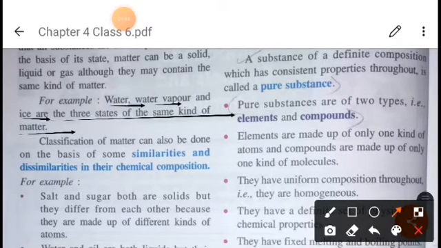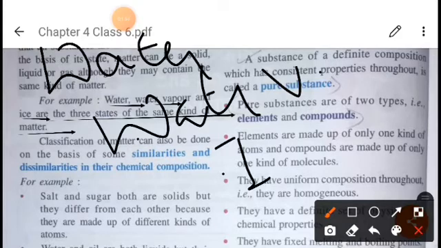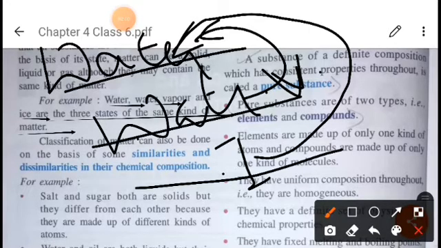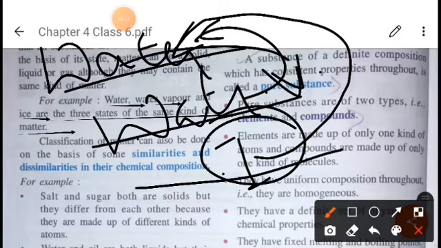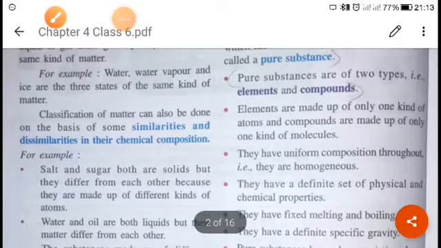Means what? When we take water, water vapor or ice, if this water vapor is cooled down, then it will convert into water, right? And if ice is warmed, then it will convert into water, right? So all three are the same, but their states are different. Ice is solid, water vapor is gas, and water is what? Liquid, right? So I hope you have understood this.